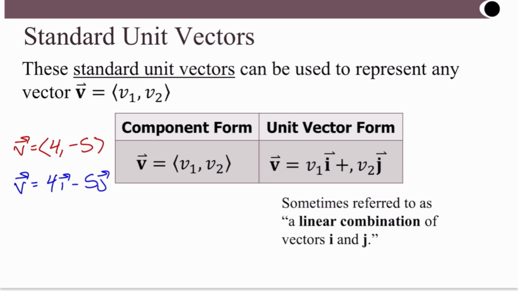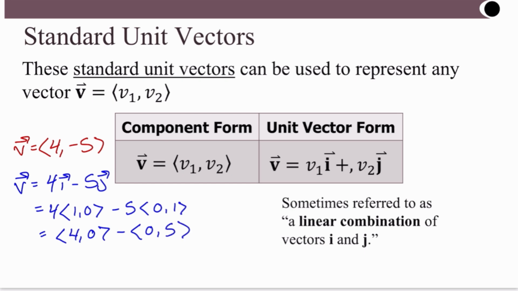So let me show you why those are the same thing. If I actually substitute vector i, so that's going to be 4 times ⟨1, 0⟩, minus 5 times ⟨0, 1⟩, that's vector j. Then the 4 and the negative 5 are scalars, so I'm going to multiply them through with scalar multiplication, so it's ⟨4, 0⟩ minus ⟨0, 5⟩. And then remember, when we're subtracting vectors, we subtract their components. So 4 minus 0, and then 0 minus 5. So that's going to become ⟨4, -5⟩.